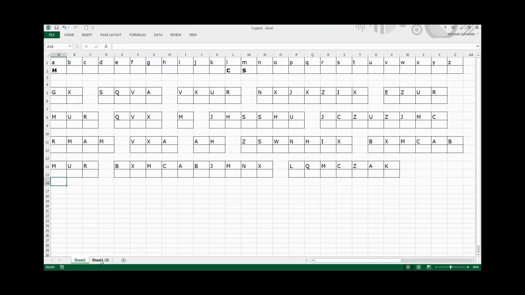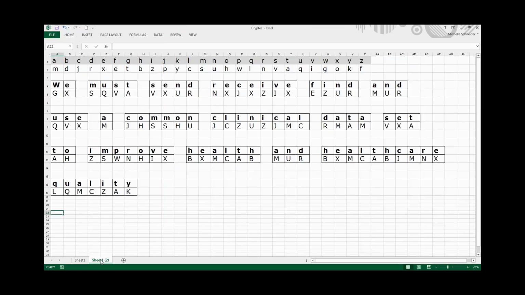I don't know how many of you did it. I sent out the answers yesterday, but I have here: we must send, receive, find, and use a common clinical data set to improve health and healthcare quality, just like we just read there. And the whole point of the cryptogram is, once you know what A is, so we know that A is actually a T, we can fill that in.